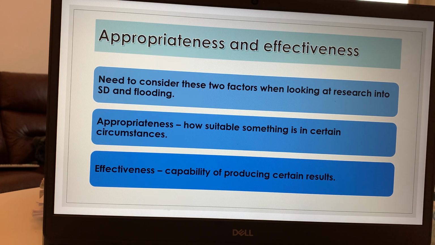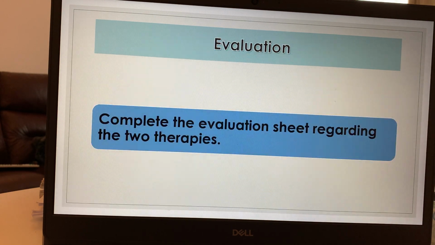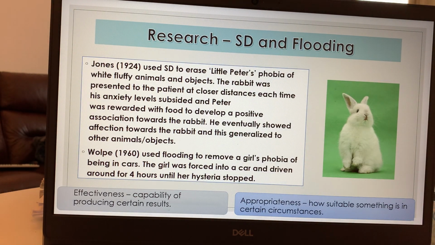The idea of appropriateness and effectiveness, when we look at research or any clinical trials into these two therapies, is how appropriate is that therapy in certain situations, and how effective are they at producing the results. So with anything, with drug trials, whatever, we need to look at these two things. Is it appropriate and is it effective? I've got a couple of bits of research for you to have a think about in terms of those two things.